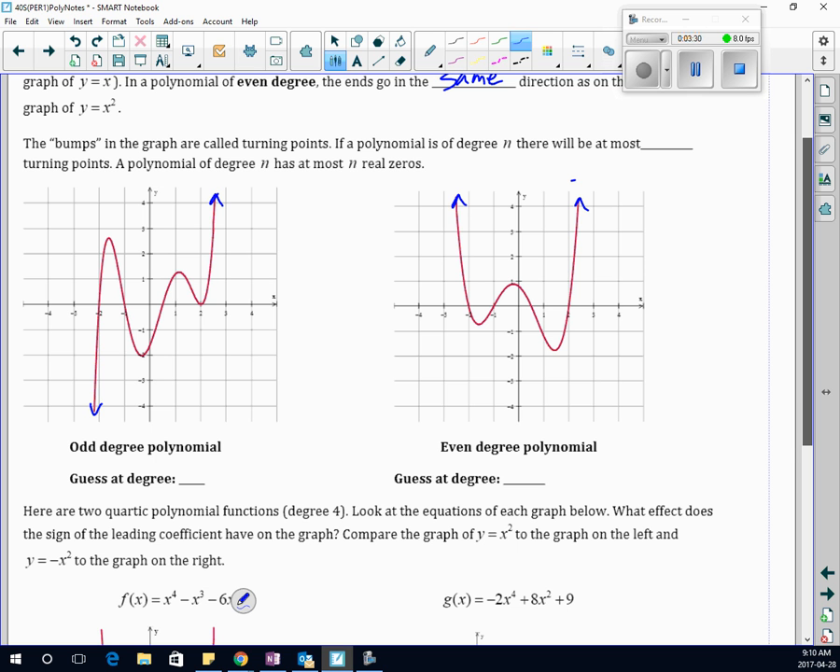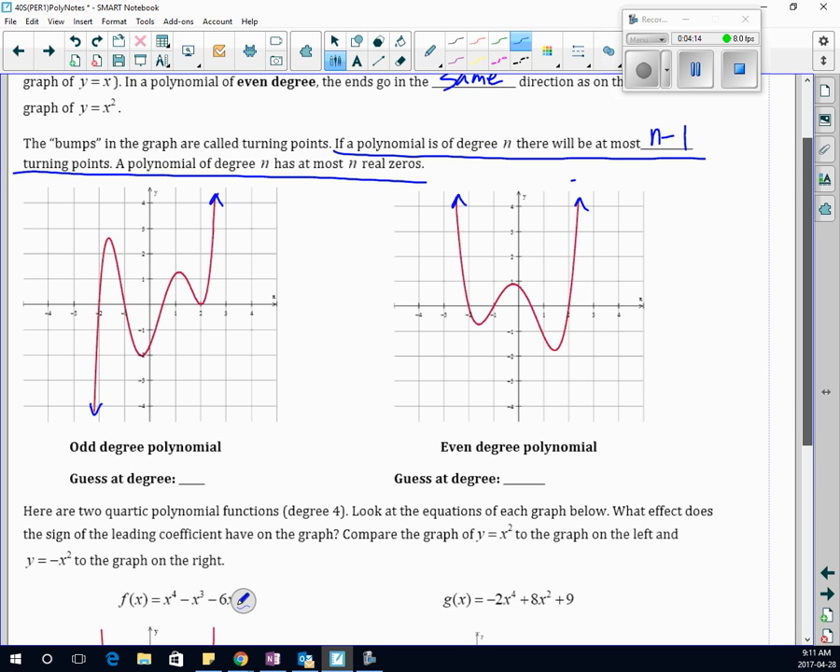If a polynomial is of degree n, there will be at most how many turning points? I hear n. Think about a parabola. How many turning points would a parabola have? 1. So guess what it is? n minus 1 turning points. A polynomial of degree n has at most n zeros, though. This is actually really important information. So I don't know if you want to highlight this or what you want to do here, but this is actually key information about the characteristics of a polynomial.